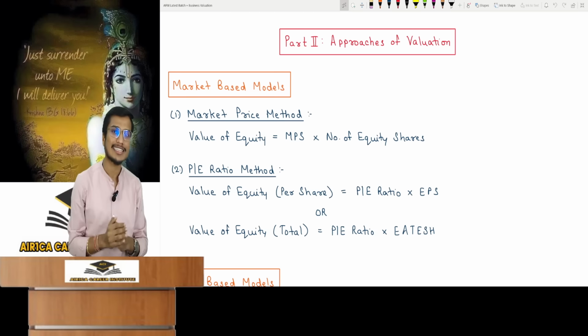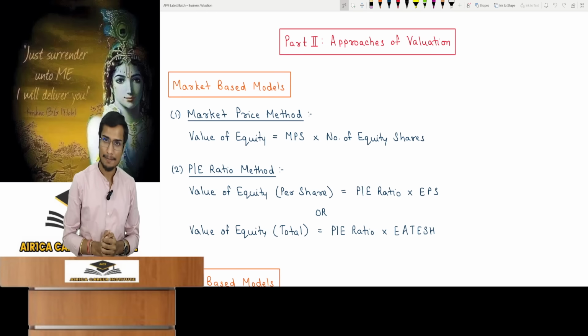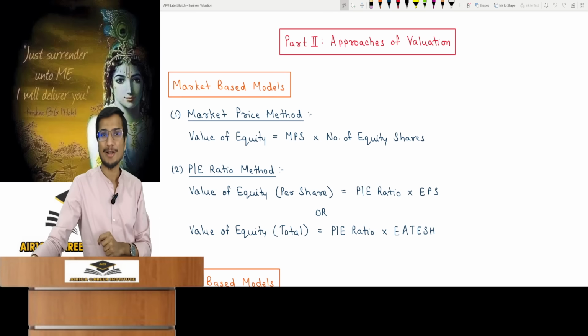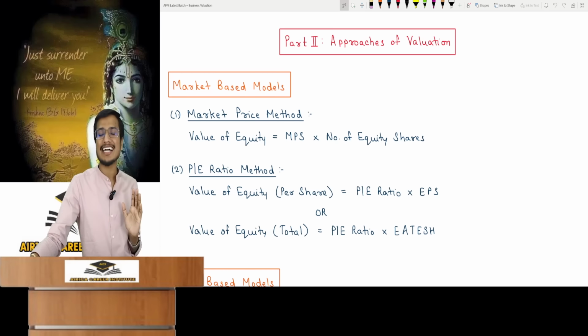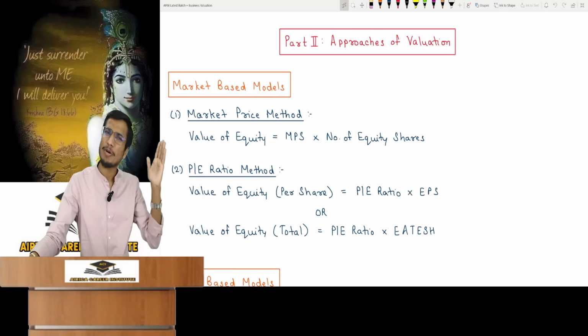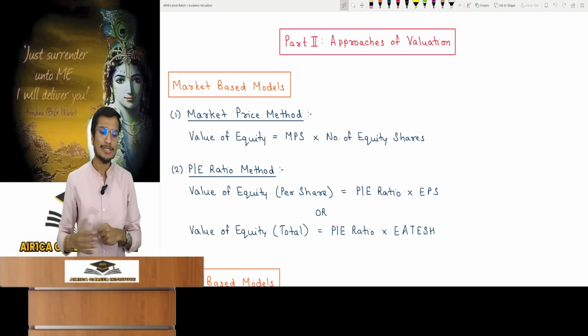That requires a lot of research, which I have done and provided for you here. Second method in the market-based model: the PE ratio method. The PE ratio method is essentially a market price method variant created by the institute, not truly separate. What is this PE ratio method?